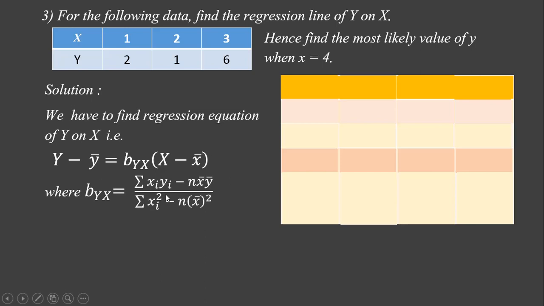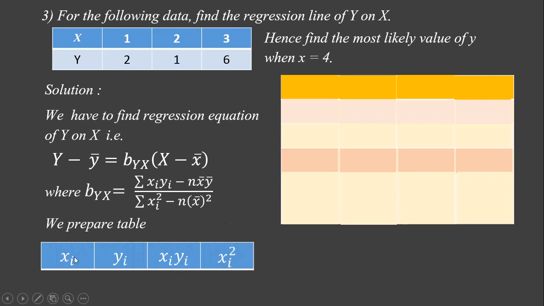So in this case, where the values of x and y are comparatively small, it is convenient to use this formula. Okay, so we use this formula: byx is equal to summation xi yi minus n into x bar y bar upon summation xi square minus n into x bar squared. Now we prepare a table with the given values of x, y. From this formula, for the term summation xi yi, where there is summation, we form a column for that value, xi yi.